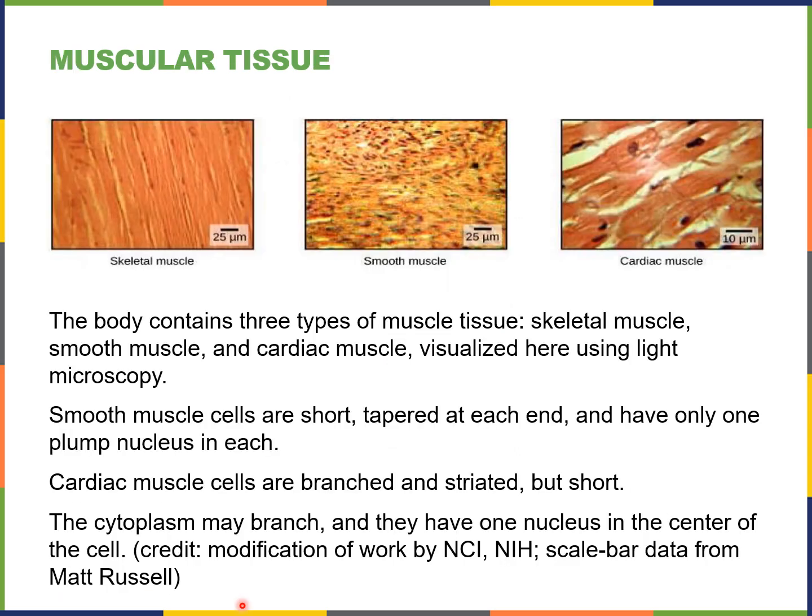But going into the muscular tissue, we have 3 different types of muscle tissue that we've already talked about a little bit, but we'll go a little bit deeper here now as well. We have skeletal, smooth, and cardiac. And again, smooth muscle cells are shorter and tapered at each end. They only have 1 plump nucleus each. These are not striated, whereas the skeletal and cardiac muscles are striated, and we'll see why here in just a second.